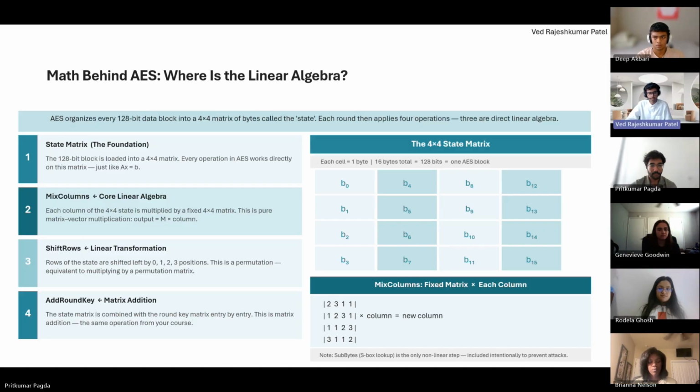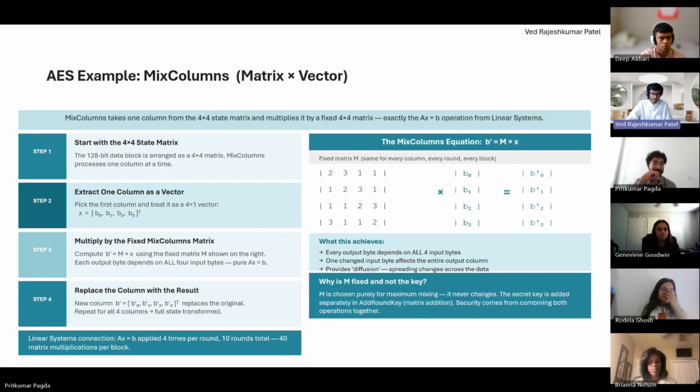Moving on to the next slide, which is the AES example of MixColumns. MixColumns takes one column from the table, treats it as a vector, and multiplies it by the fixed matrix M. Every output bit depends on all 4 input bits, so changing one input changes the whole column. It is just the same as a matrix times a vector.